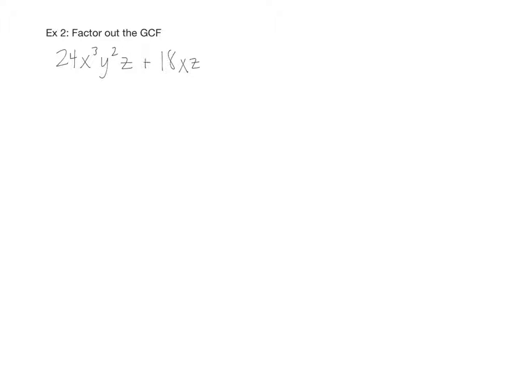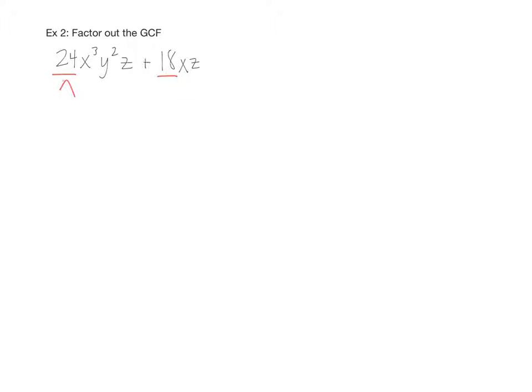Let's go through another example of how to factor out the GCF, also known as the greatest common factor, with a given polynomial. Here, we can see that our first term has a 24 in front of it, and our second term has an 18.